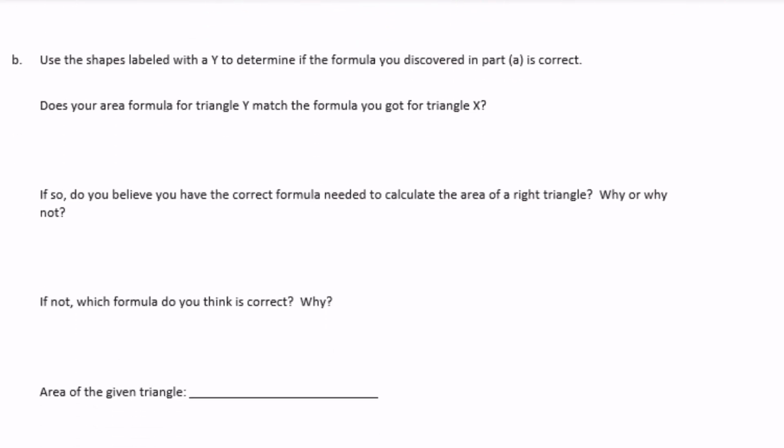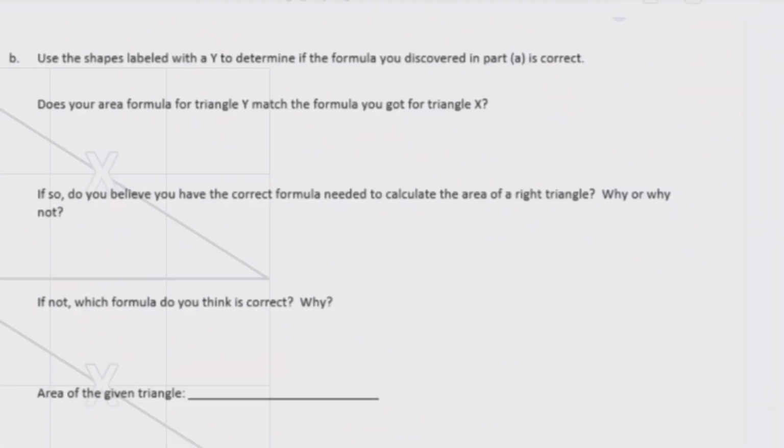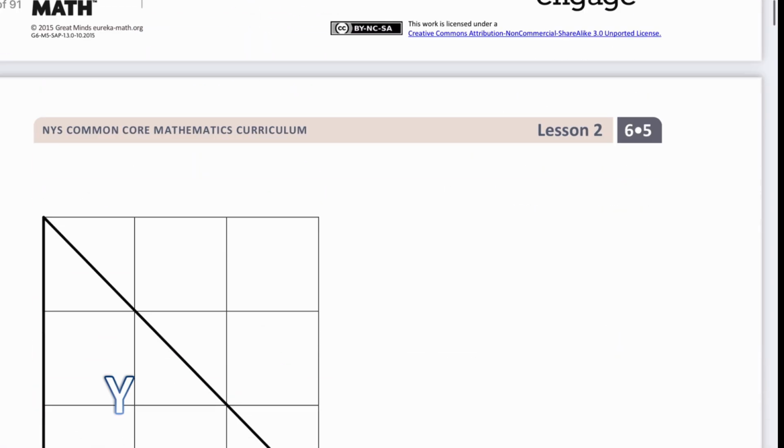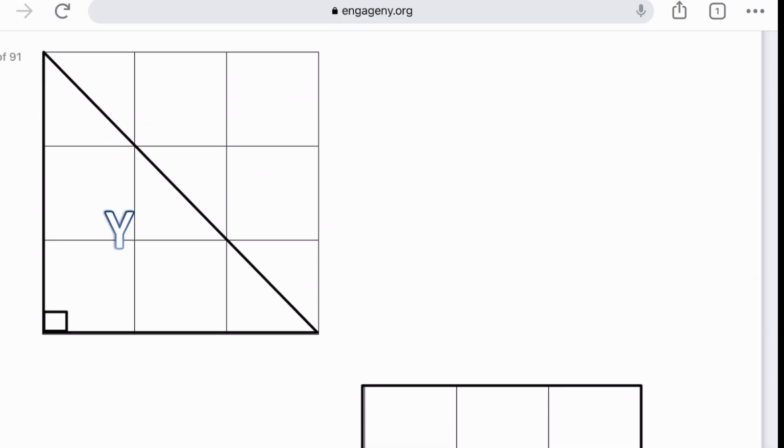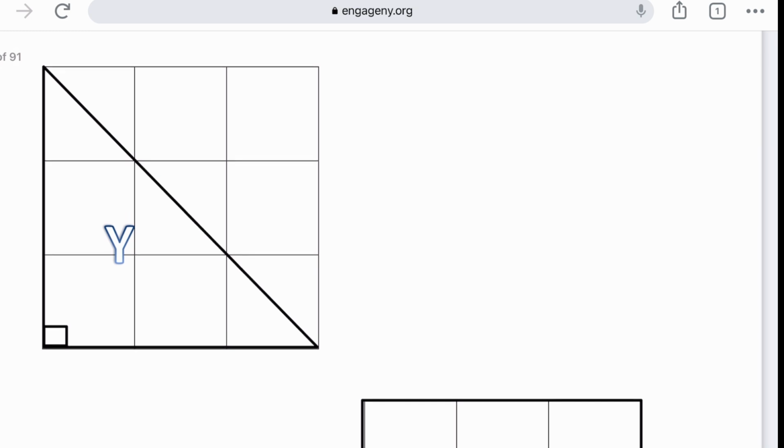Okay, B. Use the shapes labeled with a Y to determine if the formula discovered in part A is correct. Does your formula for triangle Y match the formula you got for triangle X? So let's go back here and look at triangle Y. So here we have Y. This time it's a square. So to find the area of a square, we would also do base times height, but is the area of this triangle half of the base times height?